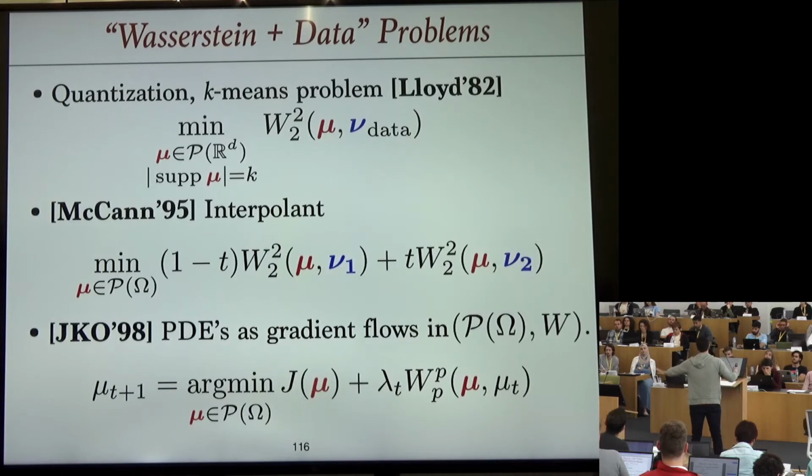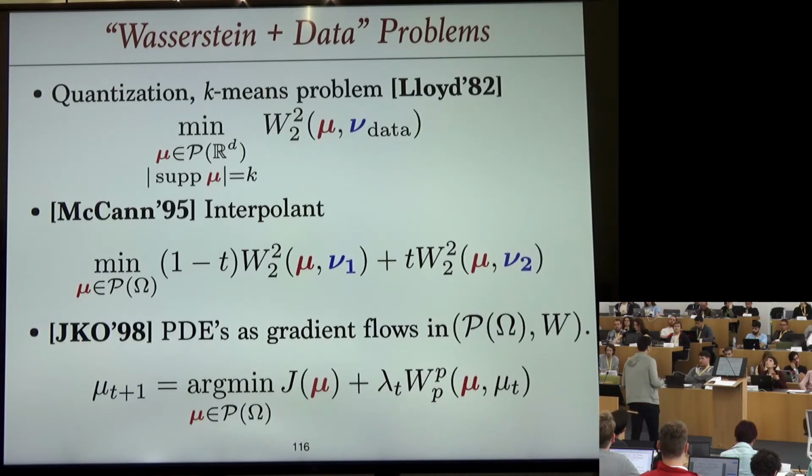I have this measure on the left, a measure on the right. I want to create the interpolation between the two. And then, arguably one of the greatest achievements of optimal transport theory is this JKO scheme that people have studied for about 20 years, which shows that you can rewrite a lot of PDEs as gradient flows in the space of probability distributions endowed with the Wasserstein distance.